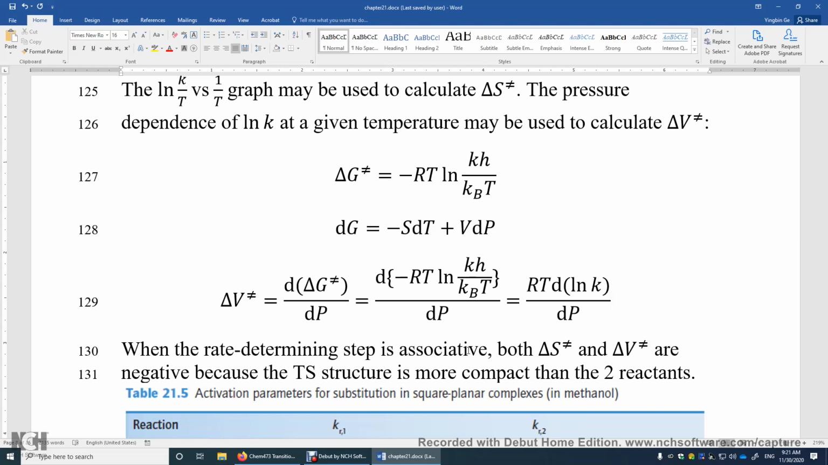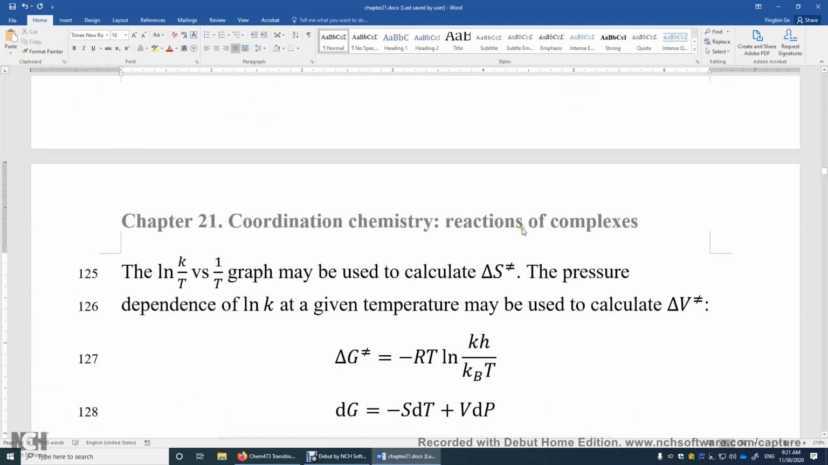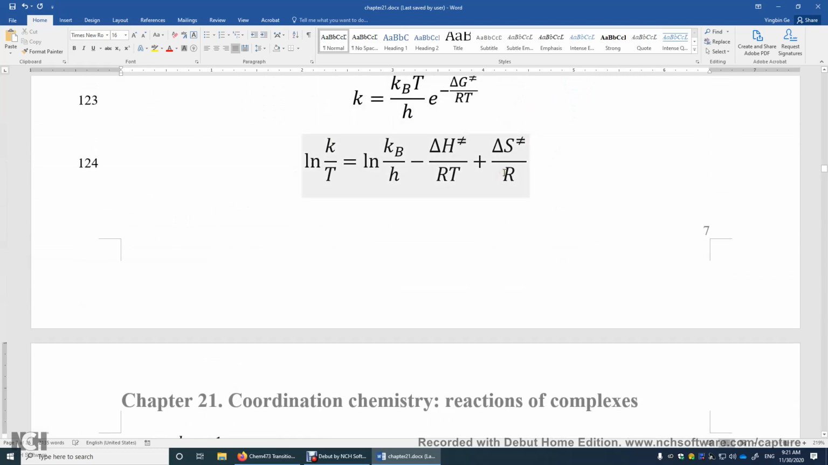No matter whether your mechanism is an associative mechanism, dissociative mechanism, or interchange mechanism, there are two steps, sequentially, and the slowest step is an associative reaction. If both delta S double dagger and delta V double dagger are negative, when you plot LNK versus pressure, or when you plot LNK over T versus 1 over T and get the intercept to determine delta S double dagger, of course this data analysis is a little more complex. You have to plot LNK over T versus 1 over T, get the intercept, subtract this term, and then multiply by R, and you get delta S double dagger. But it's doable.